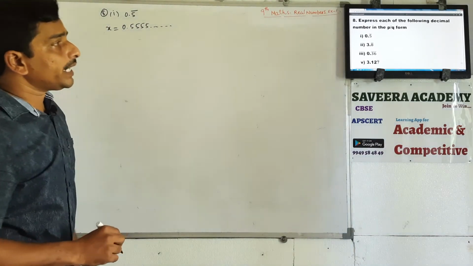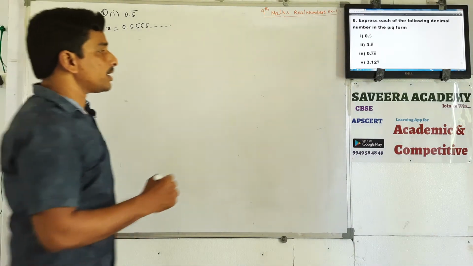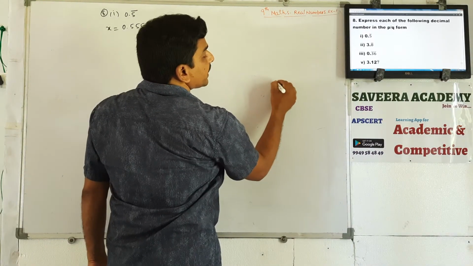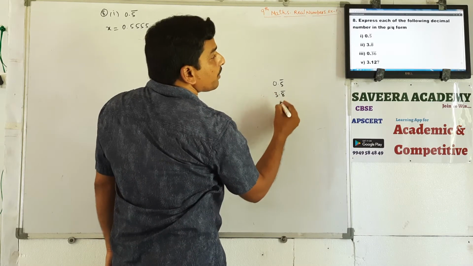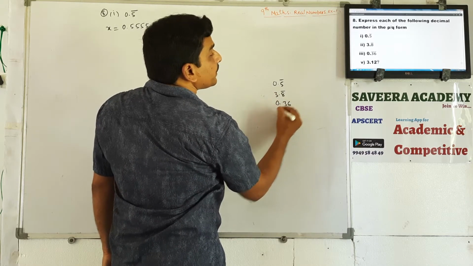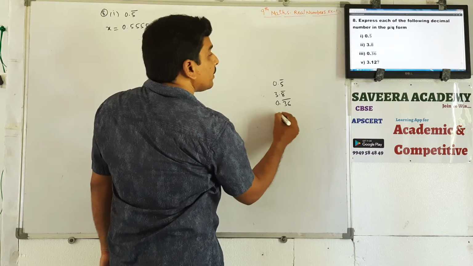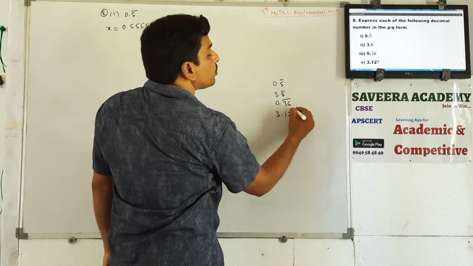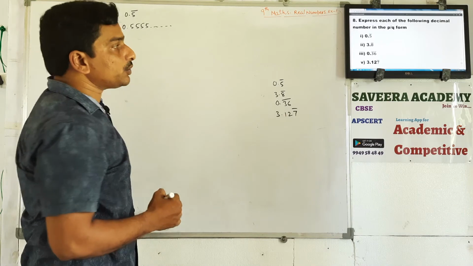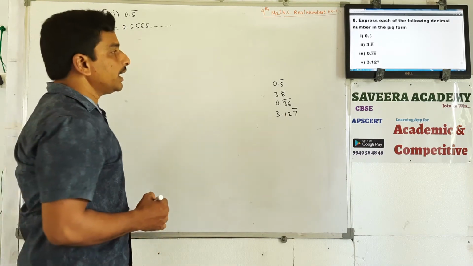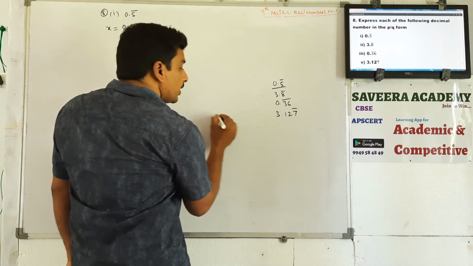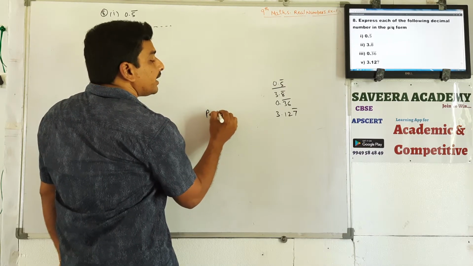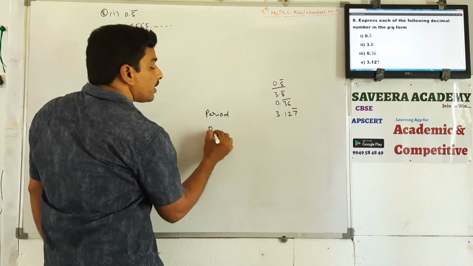In non-terminating repeating decimals, you have to understand some concepts. First one, here see, 0.5 bar. Next one, 3.8 bar. Third one, 0.36 bar. Fourth one, 3.127 bar. Bar is only for 7 there. Here, for 0.5 bar, you have to understand two concepts, period and periodicity.